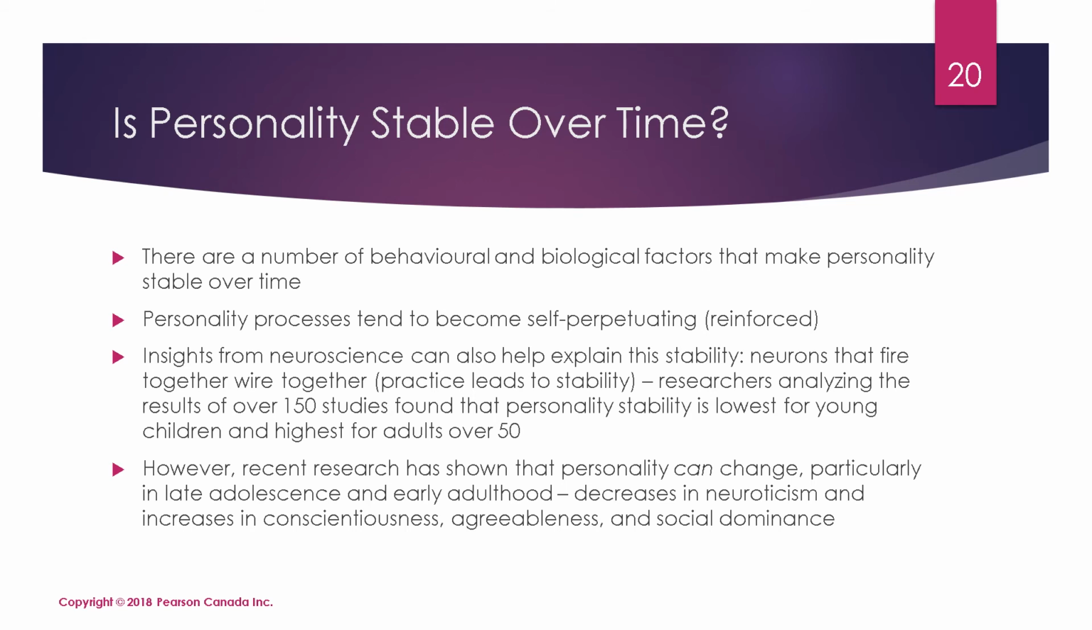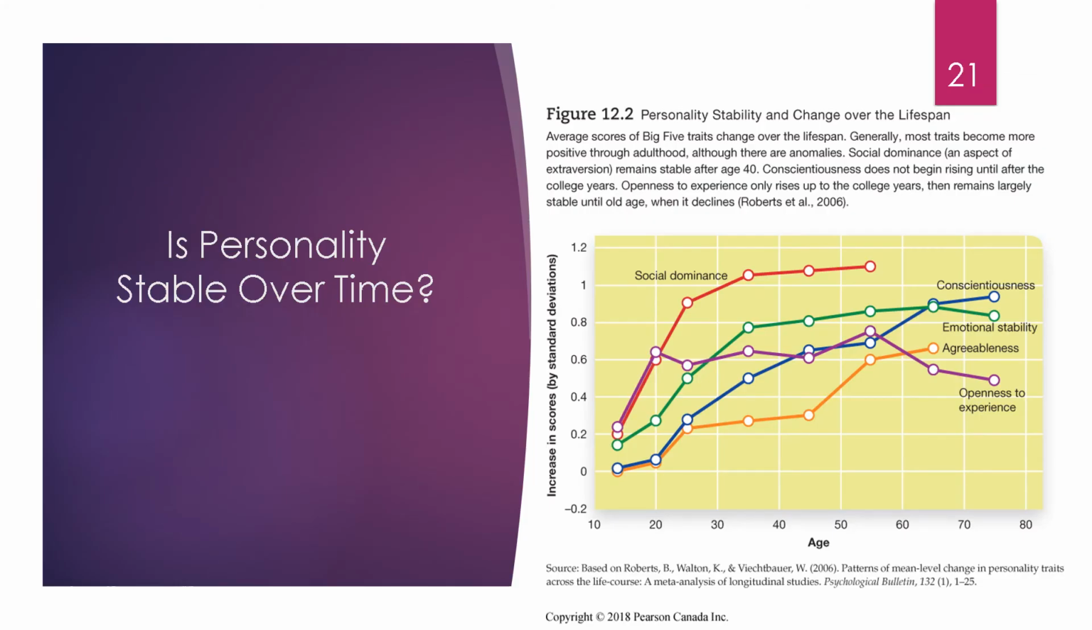However, we do see recent research that suggests that personality can change, particularly in late adolescence and early adulthood. So we do tend to see overall decreases in neuroticism, so that negative emotionality, and increases in conscientiousness, agreeability, and social dominance as people transition from adolescence into early adulthood and beyond.